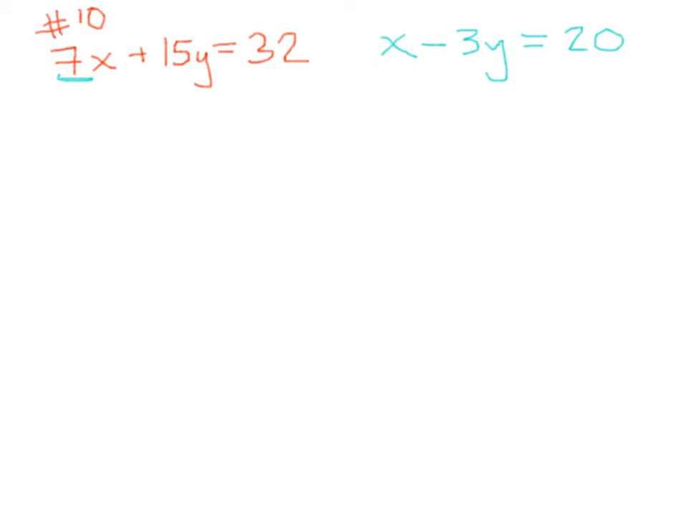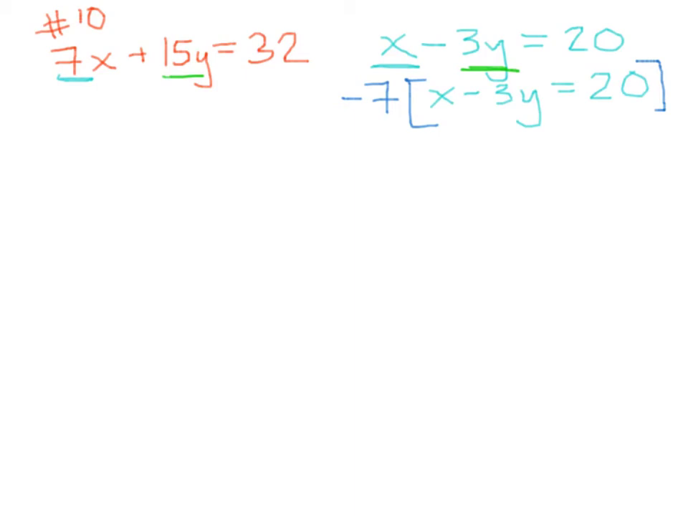I could get rid of the x by multiplying, getting this one to have a negative 7x, or I could get rid of the y's by multiplying this equation by a negative 5. Just given that x is first, I'm going to take the blue equation and multiply the whole thing by negative 7. So I'm going to have negative 7 times my whole equation, which is x minus 3y is equal to 20.